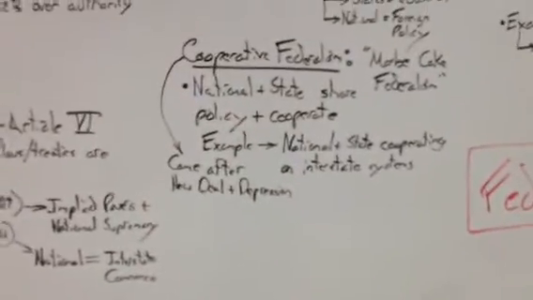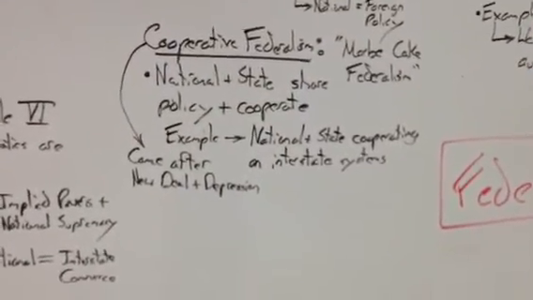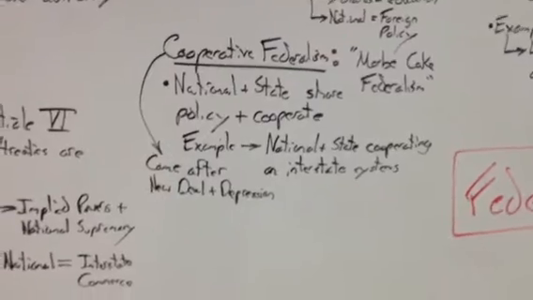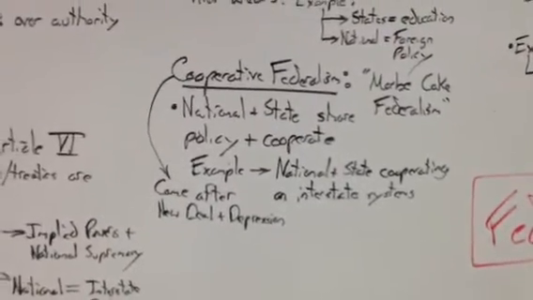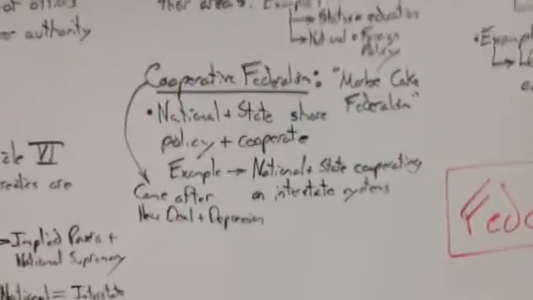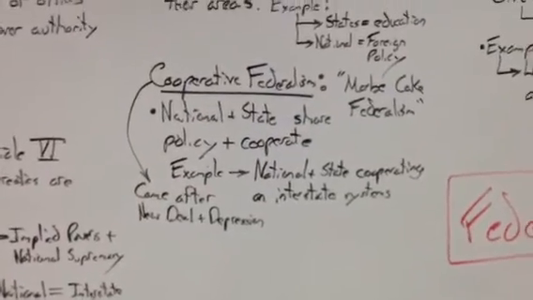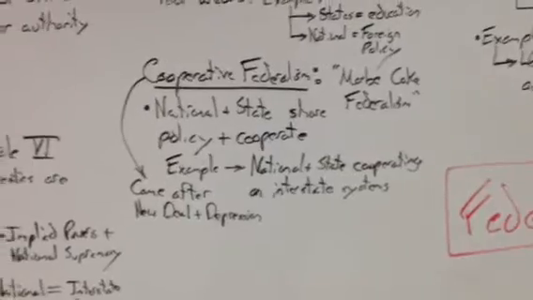Compared to this is cooperative federalism, also known as marble cake federalism. This developed after the New Deal and the Great Depression, and basically it says that national and state government should share policy, they should cooperate on solving issues and problems. A great example of this was the national and state governments working together on the interstate systems that we see in our country.